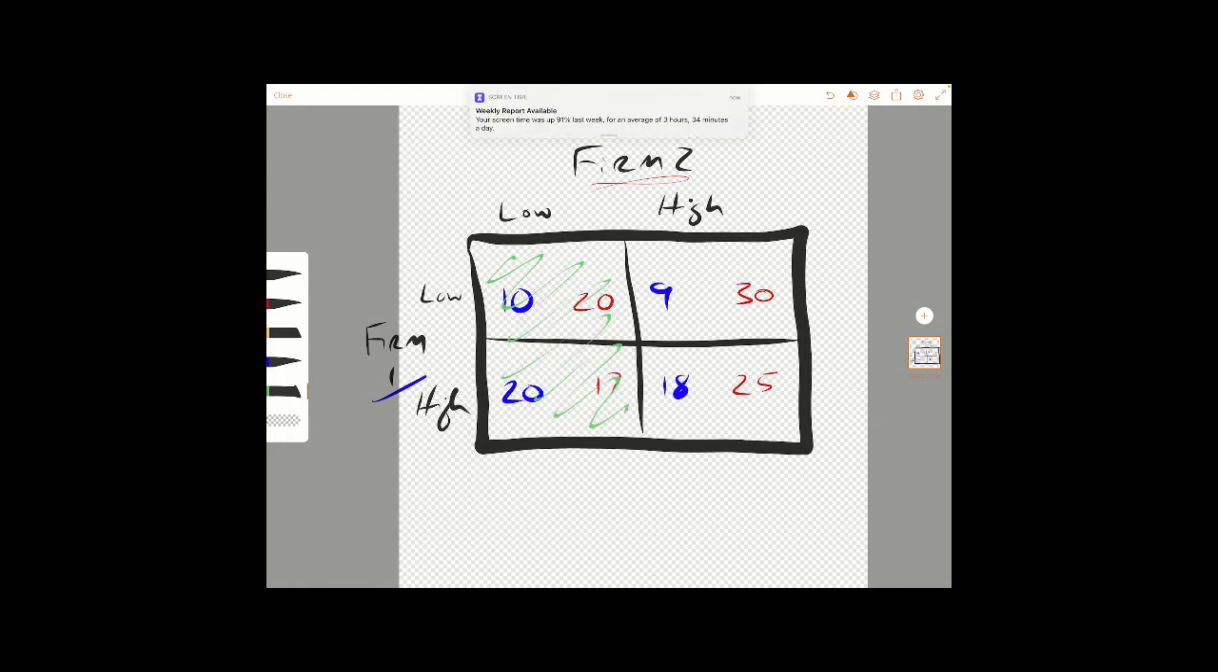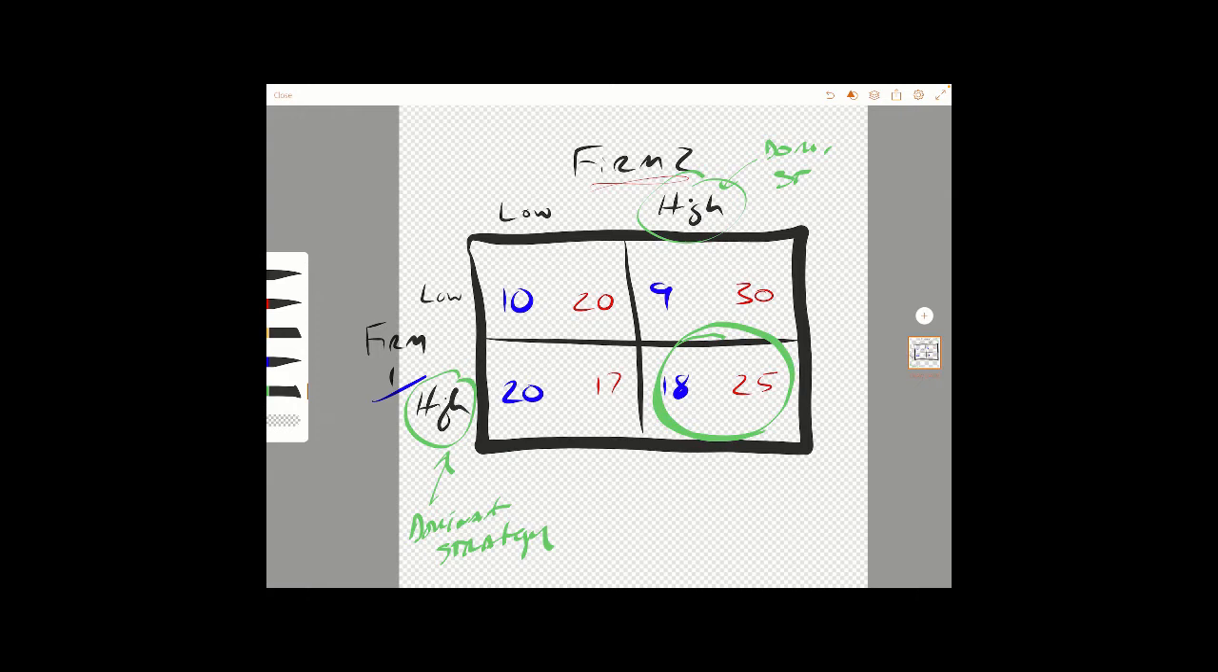If firm 2 produces a high output, then firm 1 could produce low and have 9, or high and have 18. Well, 18 is better. So we see that no matter what firm 2 does, it is in firm 1's interest to produce high. They have a dominant strategy. And firm 2 has a dominant strategy to produce high.